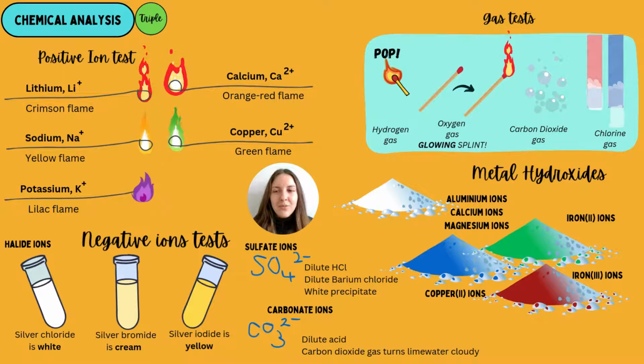We've got carbonate ions, and we've also got sulfate ions. They are negatively charged overall, but again, some students get a bit confused with these, so it's worth making a flashcard on them. But let's talk about them. So the first one is carbonate ions, so CO3 2-. And essentially they're detected by using dilute acid.